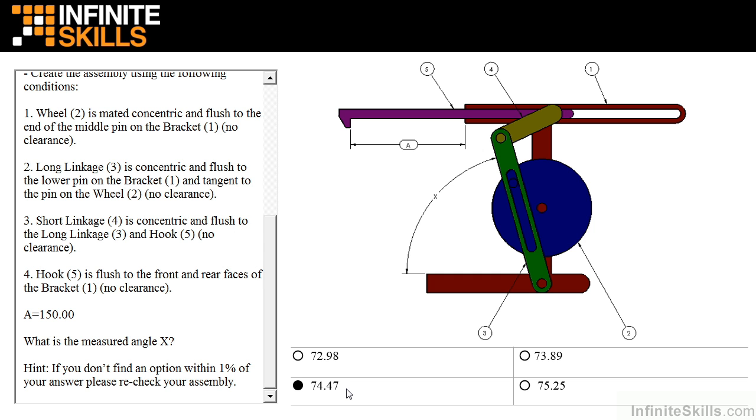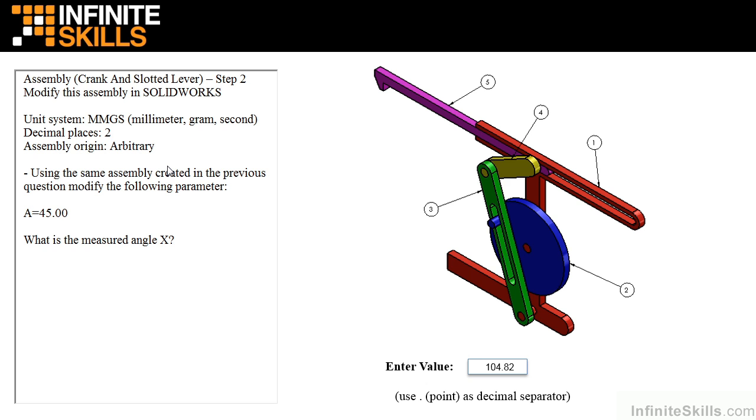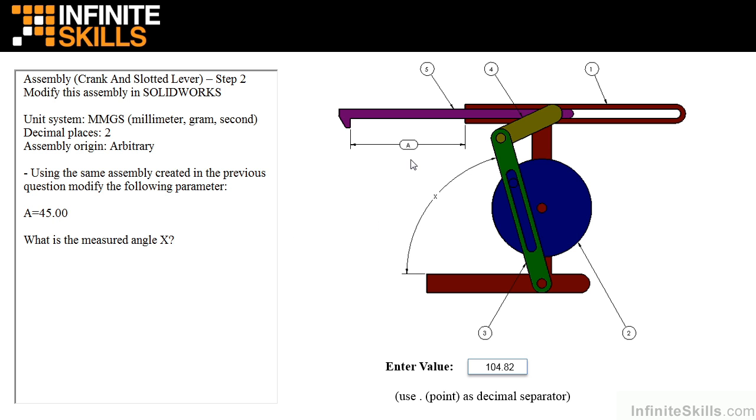Now let's move on to step 2 of 2. In step 2 of 2, the units, decimal places, and the assembly origin stay the same as it was in step 1. Then it says, using the same assembly created in the previous question, modify the following parameter. Dimension A is now 45. Let's go to the next screen so we can see that dimension A a little bit better.